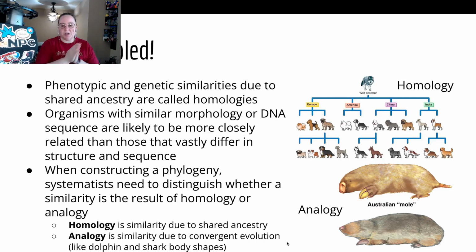But anyway, don't be fooled. Remember the difference between homology and analogy. Analogy is just that they have a similar shape, usually for physics reasons. That's why I bring up fish and sharks and dolphins: even though they're not related to each other, they all have similar shapes, because that's what works best in the water to get around. Homology, on the other hand, is like when we go from the wolf ancestor and then get all these dogs. We can see the wolf ancestry in some species more than others.